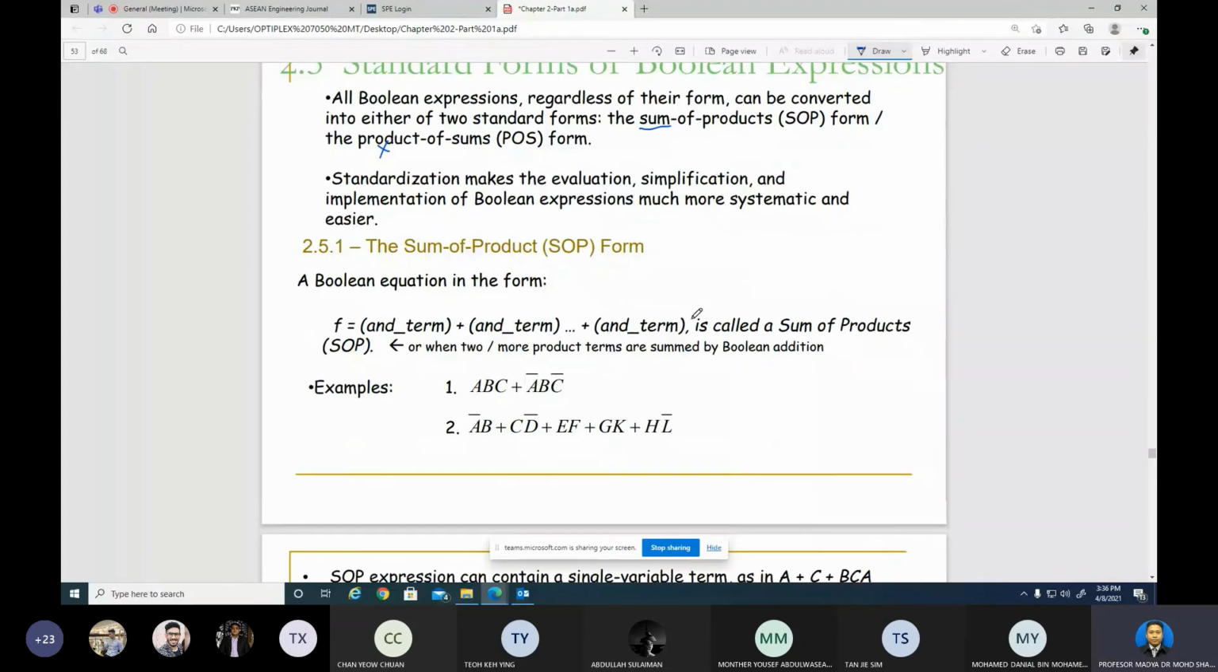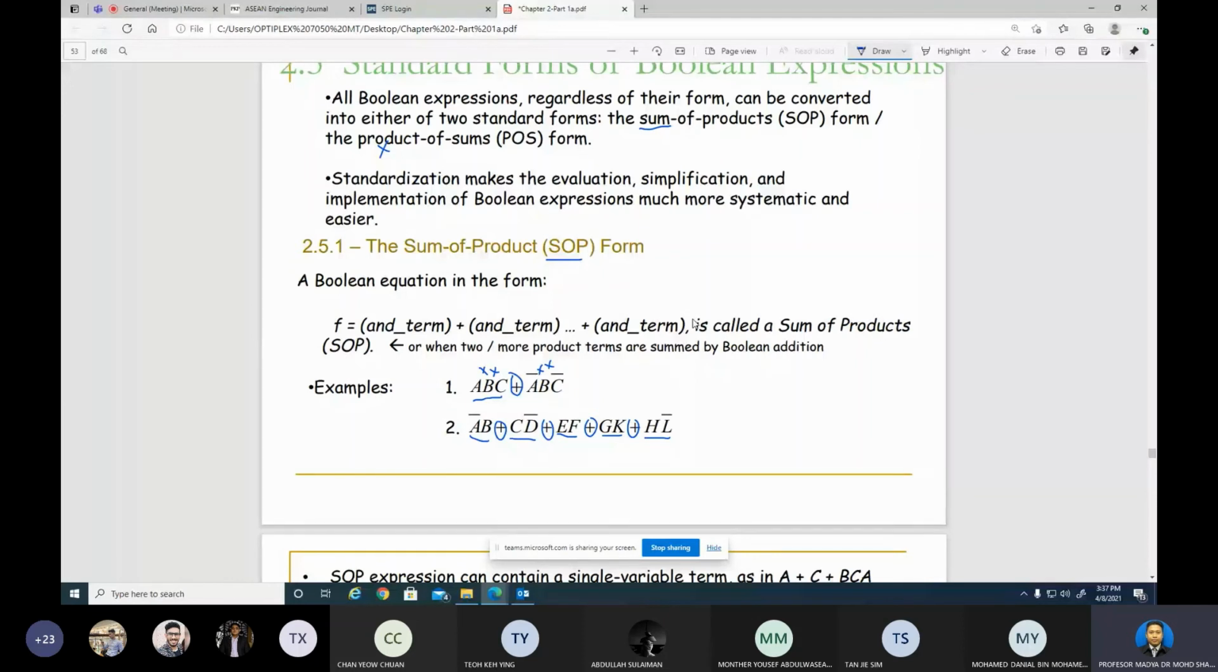So let's go for the sum of product, SOP. You can see this is a sum of product. This is multiply, this is multiply, or something like this. This is a sum, and then each of these is a multiplication. Can you see this one? So this is what we call the sum of product.